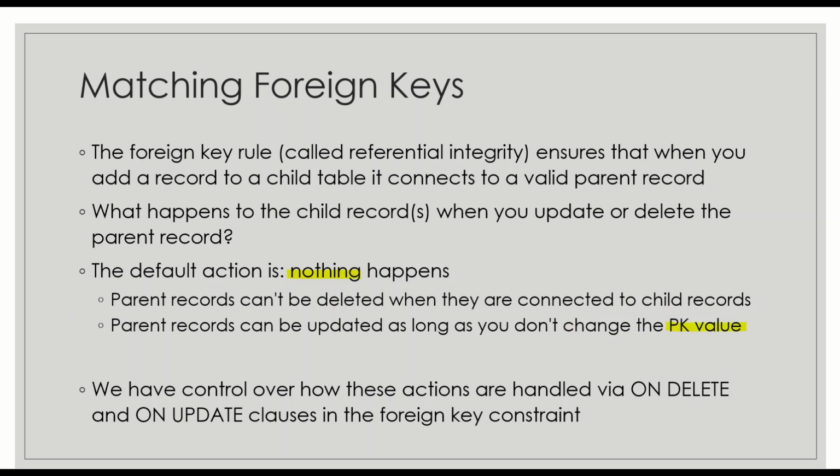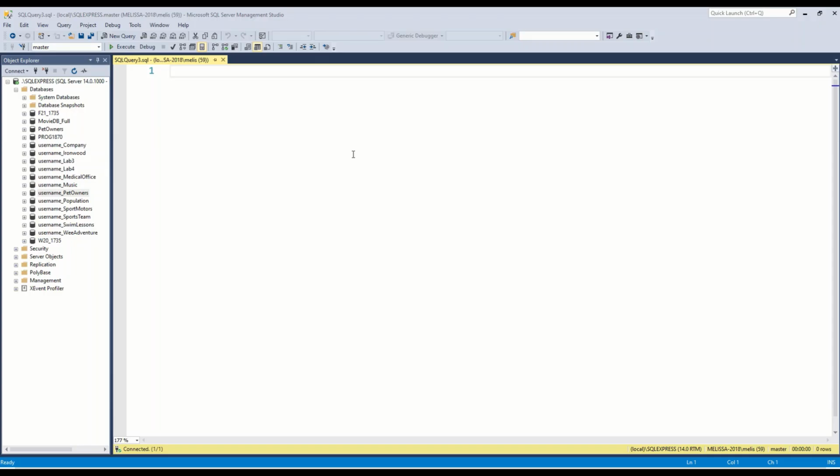Let's take a look at an example. So I've opened up my SQL Server Management Studio, and I'm going to show an example of the foreign key rule or referential integrity as applied to our company database. So our company database, you're probably familiar with it from last term. We have departments and we have employees, and there's a one-to-many relationship there such that the one department can hold many employees, but each employee can only work in one department.